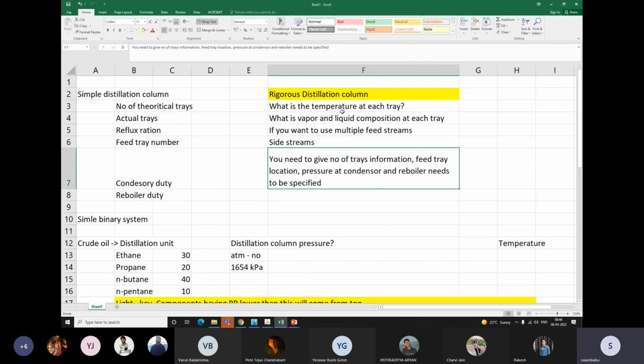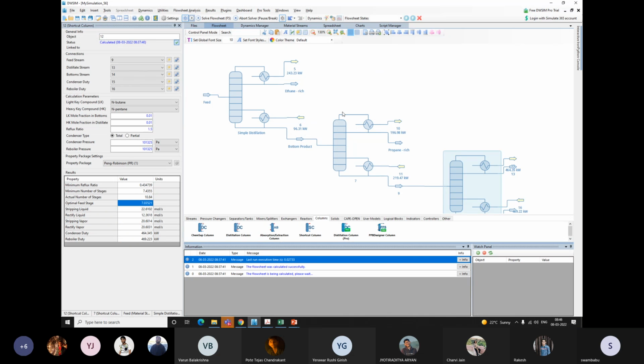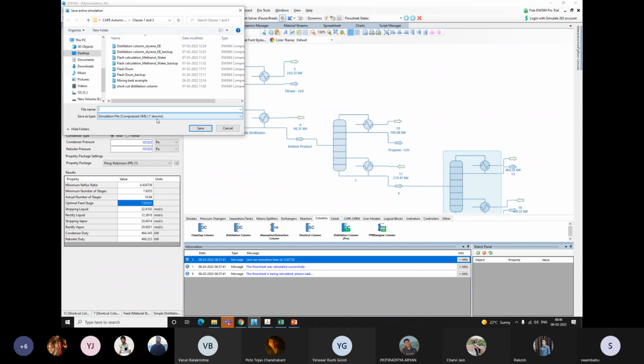Suppose we give fewer trays than required, the desired separation still happens, but the diameter of the distillation column slightly increases. So even if we decrease, it won't make any big effect on the distillation column design. So I will save this multi-component distillation column.